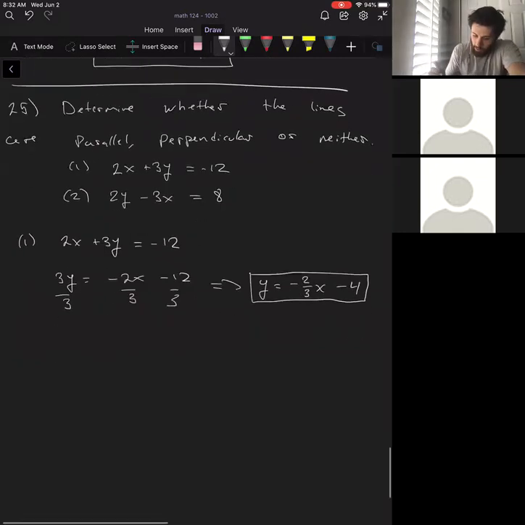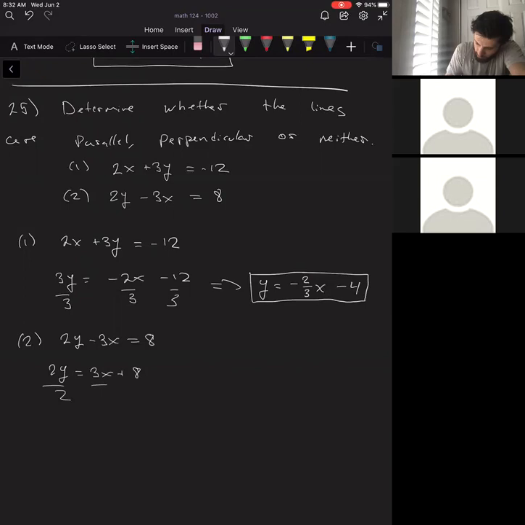Now let's do the same thing with line number 2. With line number 2, we need to add the 3x over. Divide by the 2. We have y is equal to 3/2 x plus 8/2, which is 4.